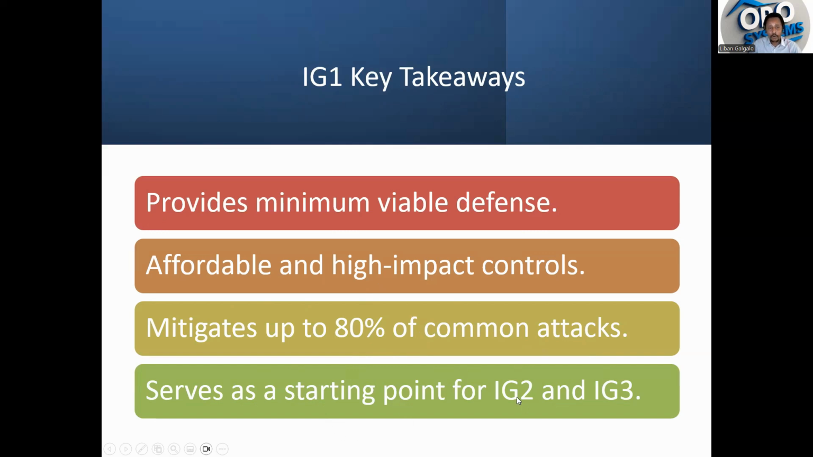It serves as the starting point for IG2 and IG3. If a company doesn't have any IG1 controls and says, oh, we have IG2, that never happens, because IG2 already includes IG1. Everything in IG1 is actually included in IG2. The same is true for IG3: it already includes IG1 and IG2. There's no way to say, oh, we don't worry about IG1, we just want to implement IG3. That never happens, because it should include everything.